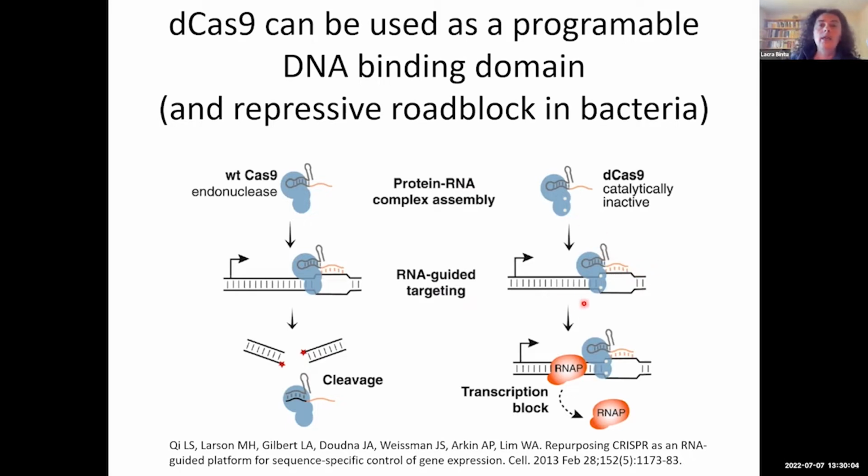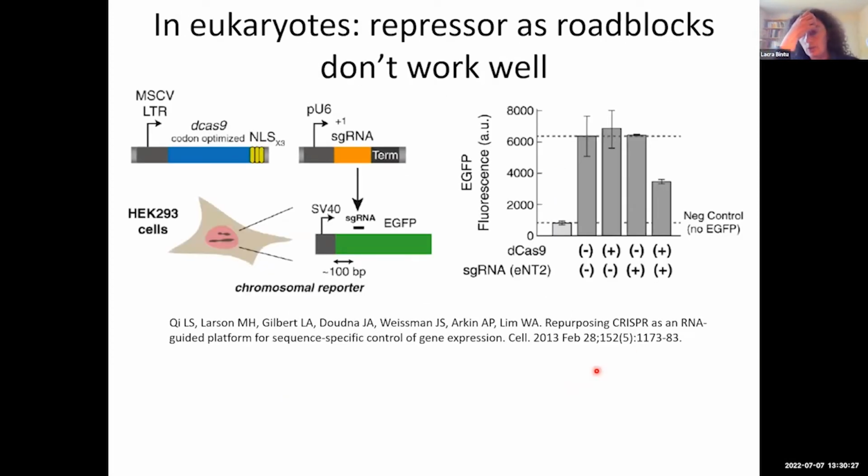And this now can become a DNA binding domain that binds wherever you want it, depending on what guide RNA you give it. And interestingly, in bacteria, because that's how transcriptional repression works in bacteria, just the binding of the deactivated, catalytically inactive Cas9 can actually block transcription. But that is not quite the case in eukaryotes. Roadblocks can work a little bit, but not that well.